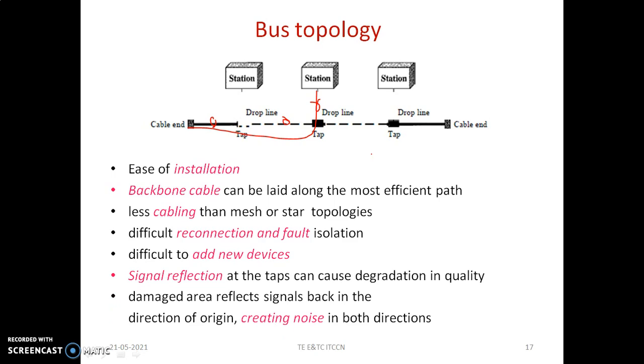Signal reflection at the taps can cause degradation in quality. A damaged area reflects the signal back in the direction of origin, creating noise in both directions. The signal comes to this particular point, then it has to forward ahead along this path and this path, so there can be degradation of the signal. And if it fails, when it goes back, if the message is not conveyed properly, it creates noise in both directions.